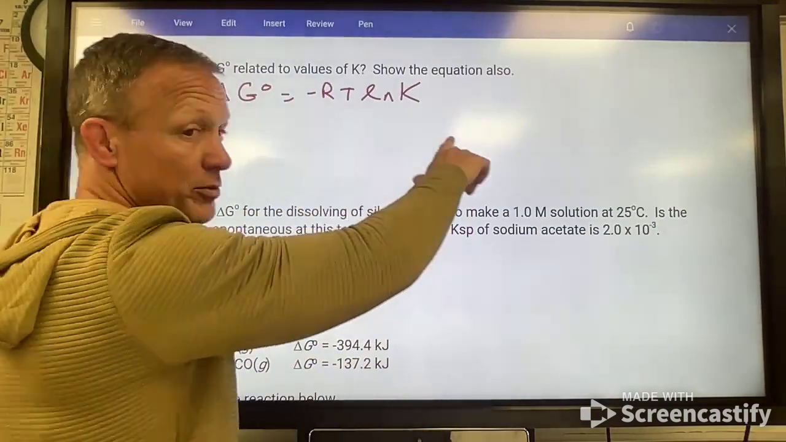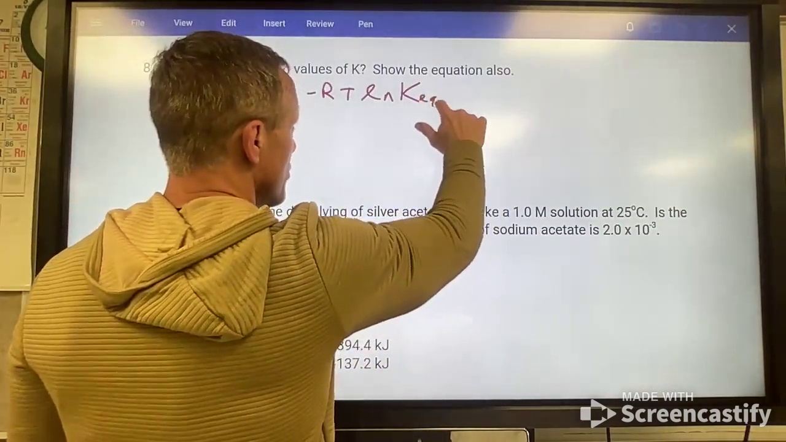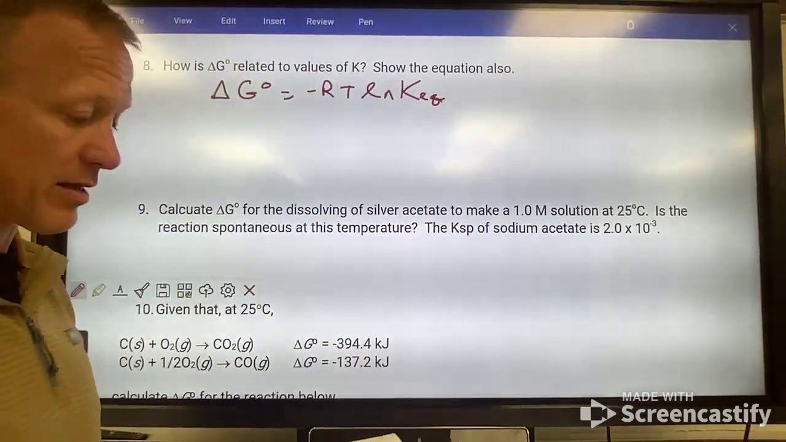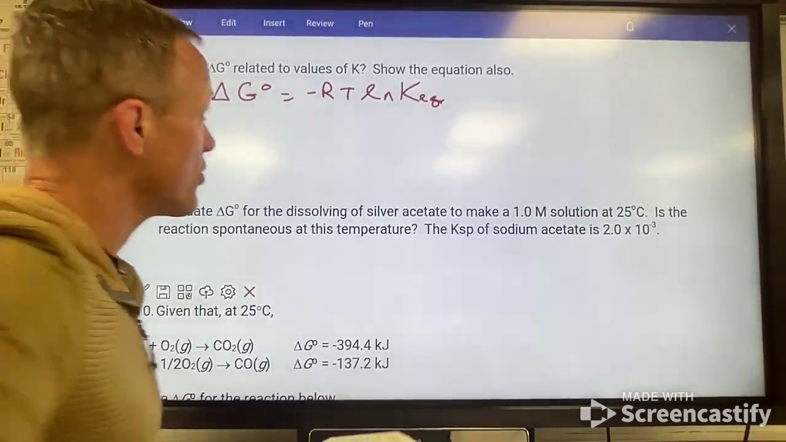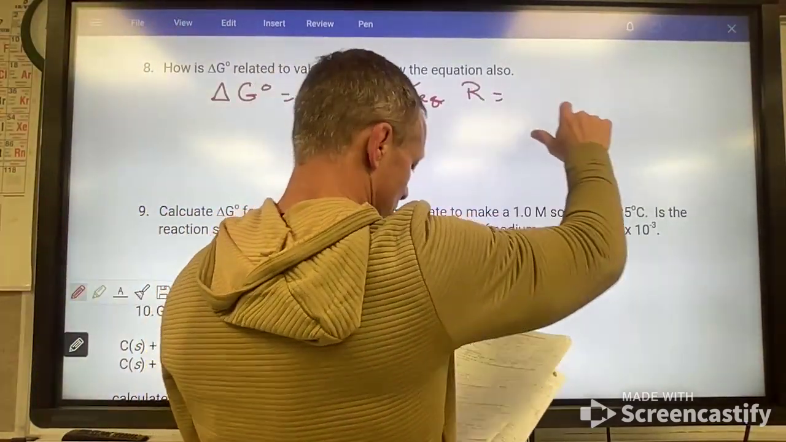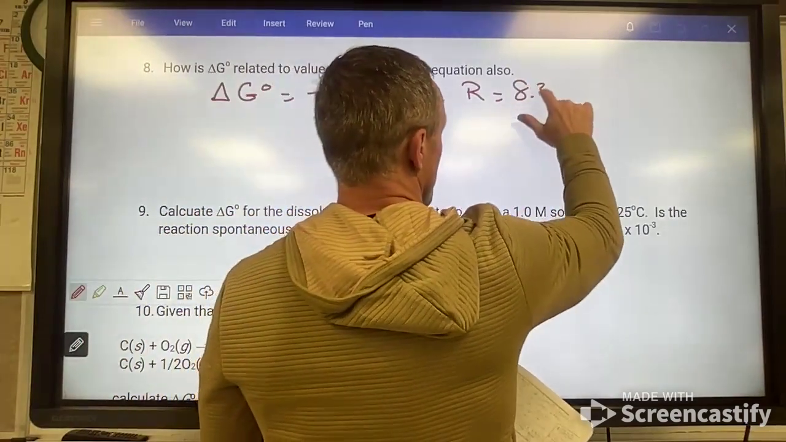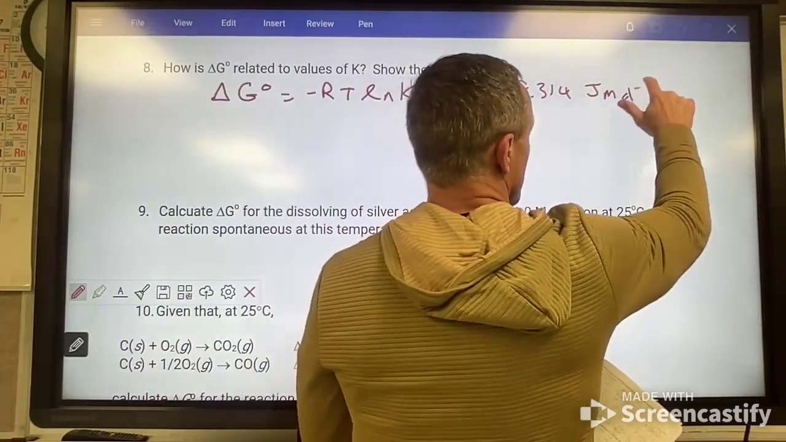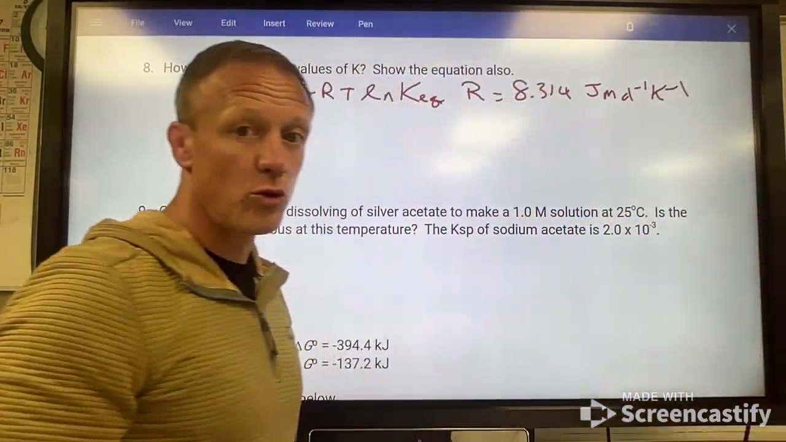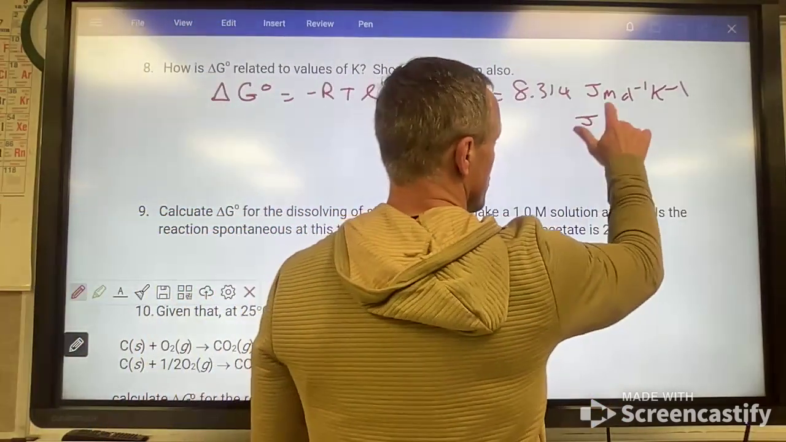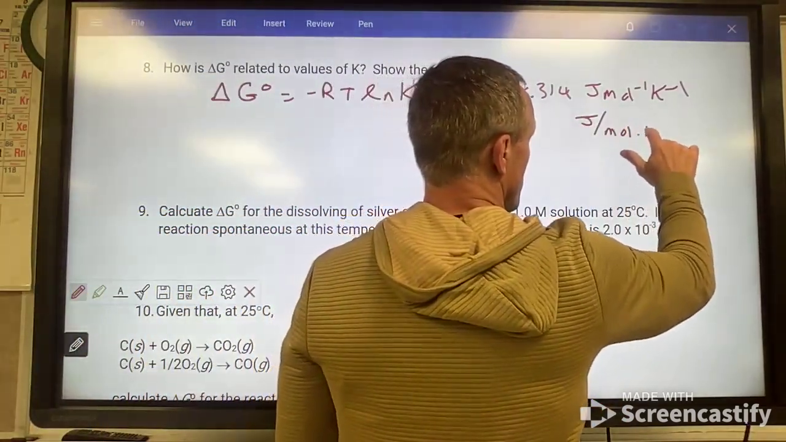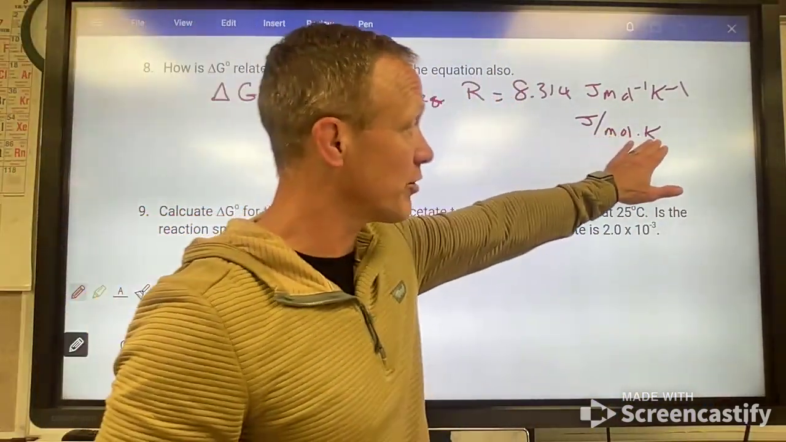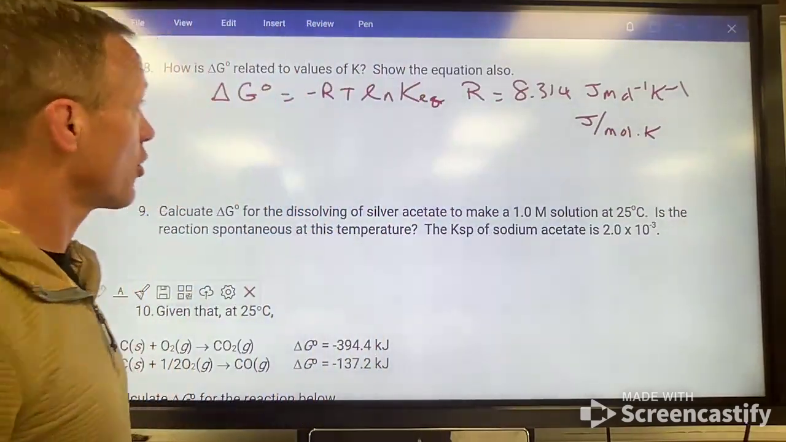Remember, K could be K in terms of pressure. I'm just going to put a little Keq. Could be Ka for an acid, Ksp, Kb for a base, something like that. Our R value in this equation is 8.314. And this is off your blue sheet. So that means joules per mole per degree Kelvin. It's not saying Keq, it's saying per degree Kelvin over there. So that is your R value in that equation.